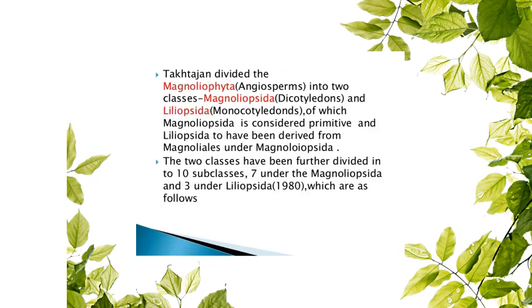So basically Takhtajan divided plants into two classes, one referred to as Magnoliopsida and the other as Liliopsida. Magnoliopsida is referred to as dicotyledon plants, and Liliopsida is referred to as monocotyledon plants. According to him, Magnoliopsida is considered primitive and Liliopsida to have been derived from Magnoliales under Magnoliopsida. The two classes have been further divided into 10 subclasses, 7 under the Magnoliopsida and 3 under the Liliopsida, which are as follows.